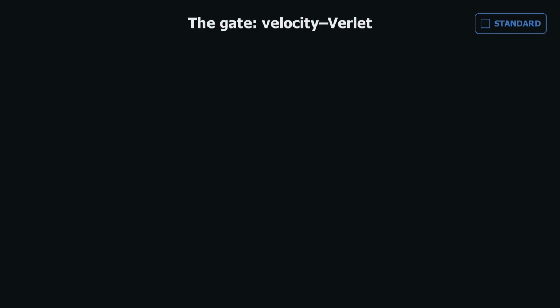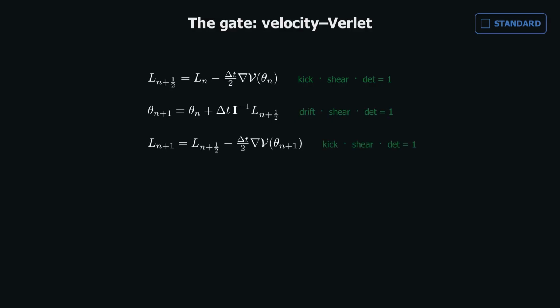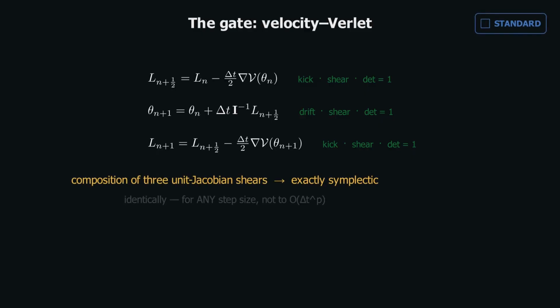Now discretize it, because a processor runs on ticks. The canonical choice is the velocity Verlet leapfrog: kick the momentum half a step, drift the position a full step, kick the momentum again. Here is the beautiful part. Each of those 3 moves is a shear, it changes one variable using only the other, and a shear has unit Jacobian exactly. So their composition is exactly symplectic and exactly volume preserving. Not to some order in the step size.